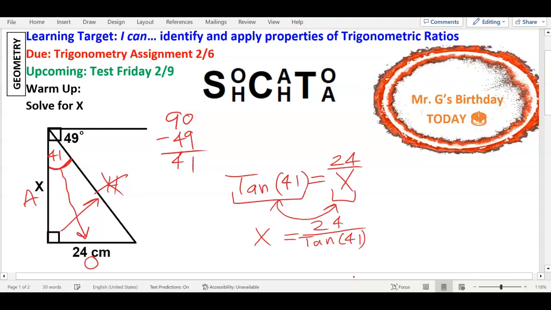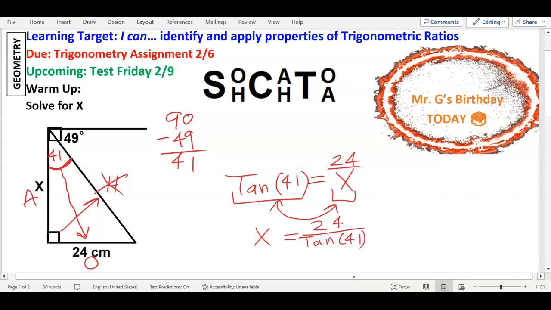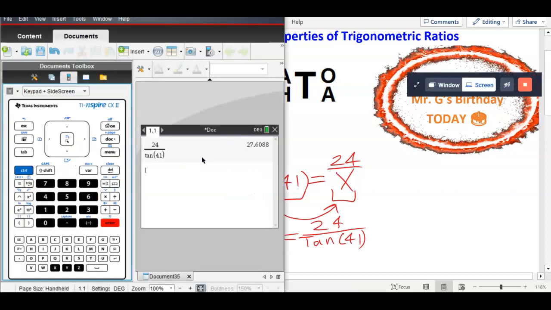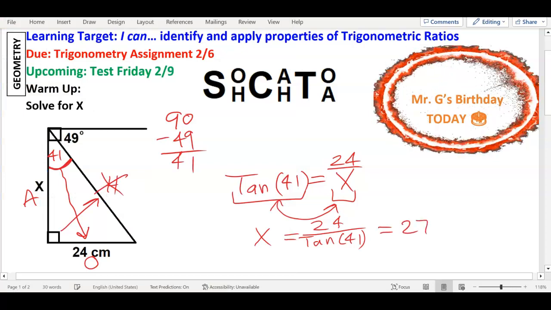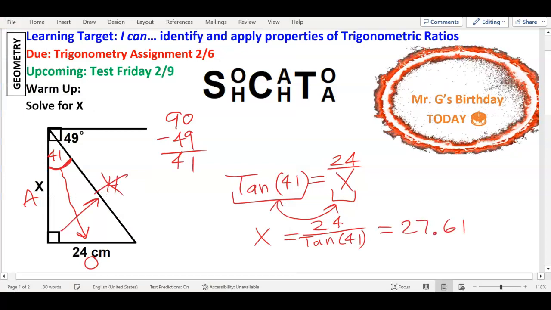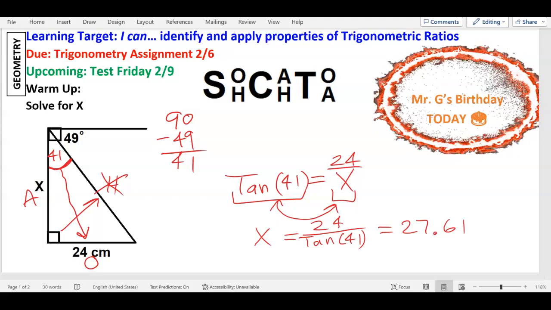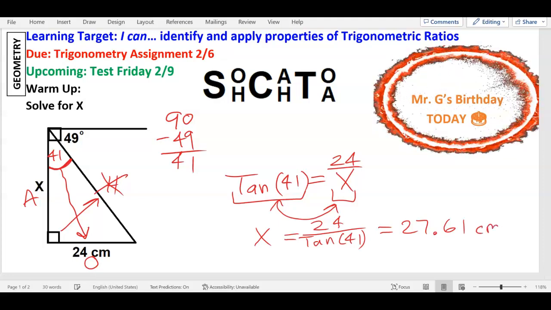Can you type in your calculator? 24 over tan 41. I already did it. And what do we get? 27.608, which rounds to 27.61. Centimeters, yes.